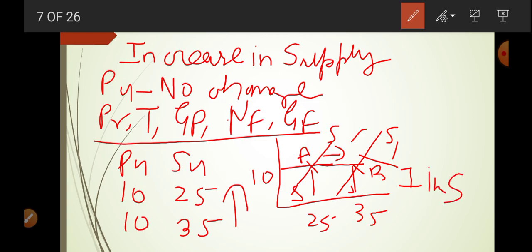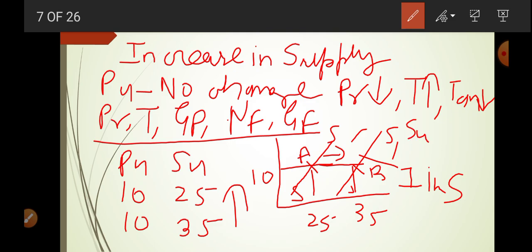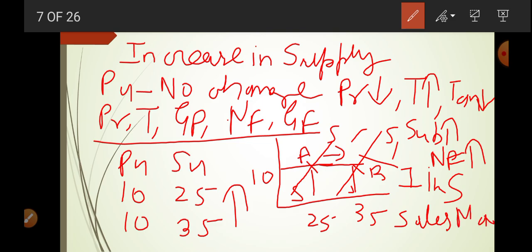Reasons are what? The reason is that the price of a related good will decrease, or we are going to upgrade the technology, the technology is going to improve, or in government policy the tax is going to reduce, or the government is going to provide more subsidy, or the number of firms is going to be more, and the firm's policy is what? Sales maximization. So in any of these cases, we find an increase in the supply.